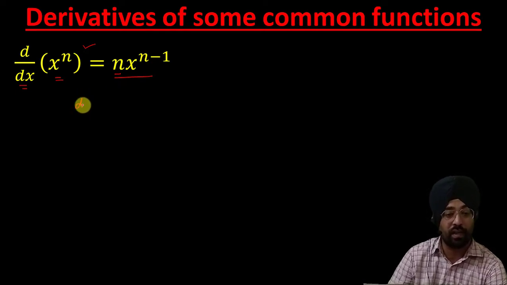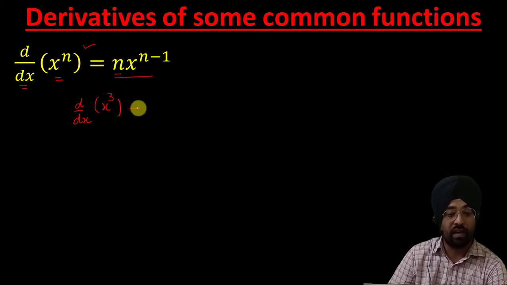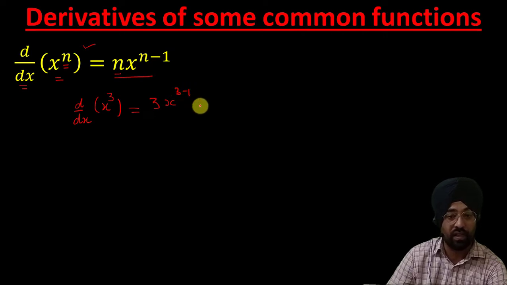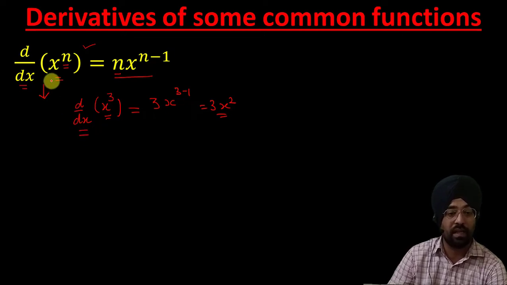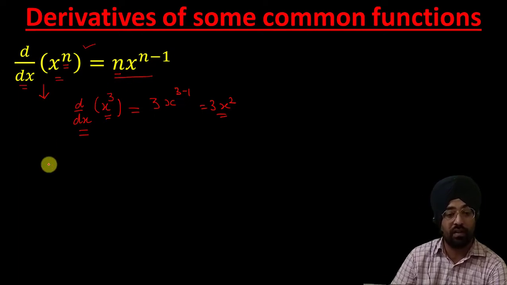Suppose we have to calculate d by dx of x cube. As this formula says, its value will be first 3 as it is, coming before, and then x raised to the power n minus 1, 3 minus 1, so it becomes 3x square. So it is very easy to apply this formula. Whenever you get a function like this and you have to take its derivative, d by dx of x raised to the power n is equal to nx to the power n minus 1. Let us do one more example.